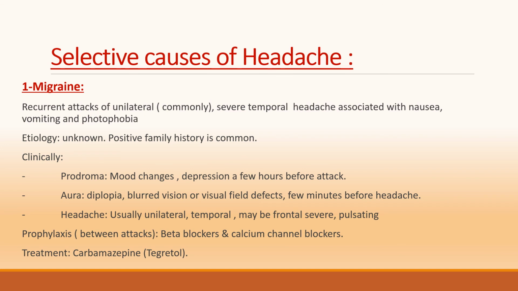Migraine. It's recurrent attacks of unilateral, commonly severe temporal headache associated with nausea, vomiting, and photophobia. Its etiology is unknown, and there is a positive family history. Clinically, we have a prodrome, which shows mood changes, depression, a few hours before the attack, followed by the aura, which shows diplopia, blurred vision, visual defects, a few minutes before the headache, and then the headache, usually unilateral, temporal, maybe frontal, which is severe and pulsating.